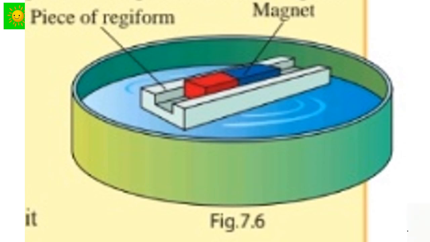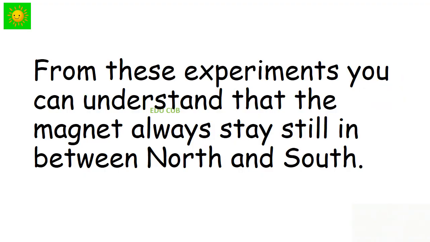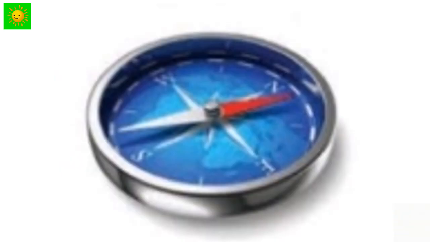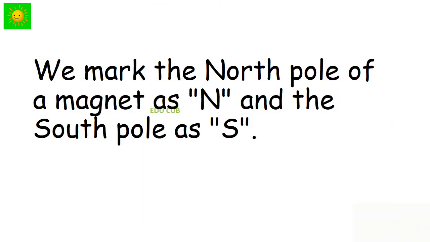From these experiments, you can understand that the magnet always stays still in between north and south. We can identify that the north pole of the magnet is towards the north of the compass and the south pole of the magnet is towards the south of the compass. This is the compass. You can see in between there is a needle marked with north and south poles. We mark the north pole of the magnet as capital N and the south pole as capital S.